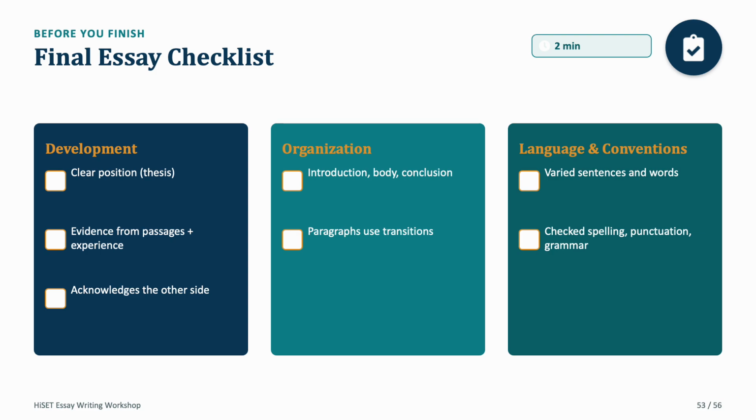Now, under organization, do I have an introduction, body, and conclusion? Did I use transitions? Under language and conventions, ask, did I use appropriate words in varied sentences? Did I check spelling, punctuation, and grammar? This checklist connects directly to the 4 areas used to evaluate the HiSET essay. Use it every time you practice writing.